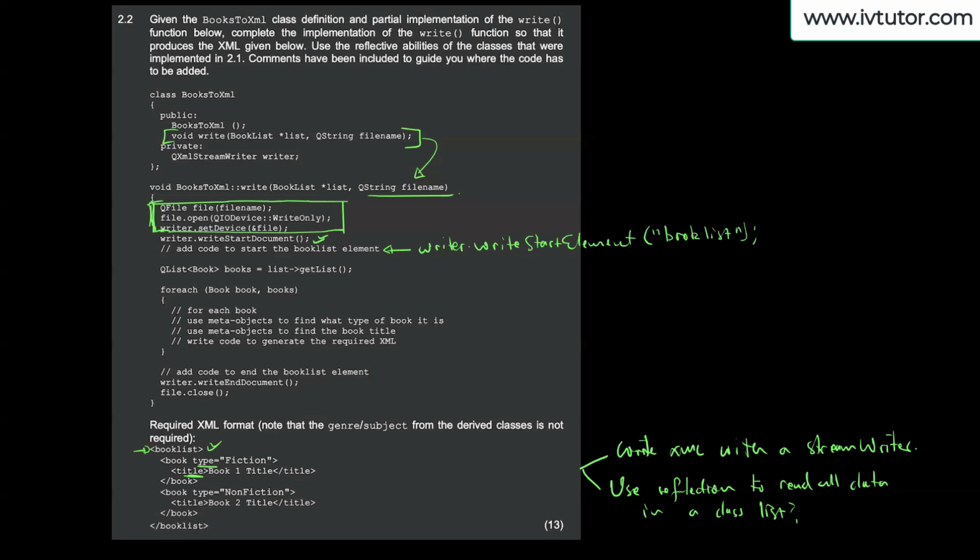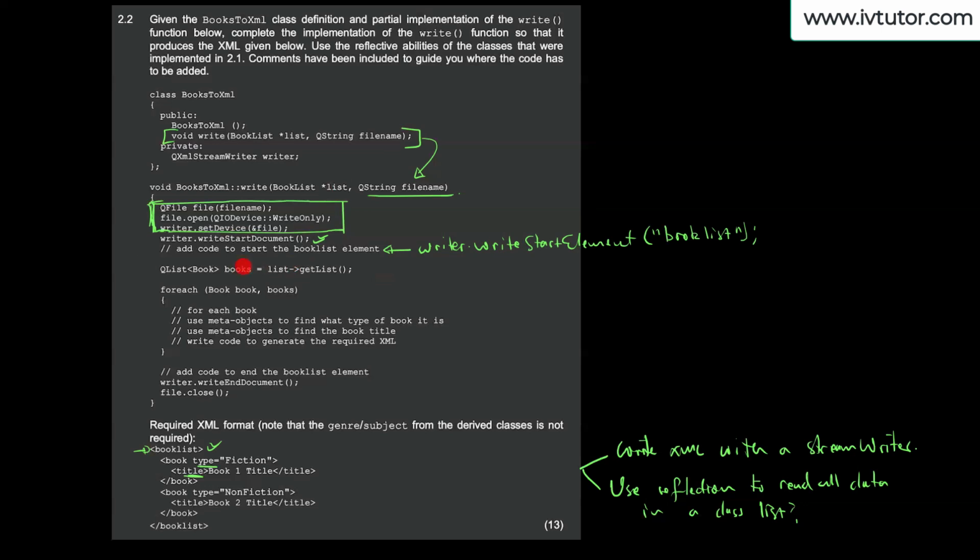Then, because of the love that UNISA has for you, they have given you this line. This line can be a question in other papers, but they said, okay, here is how you get the list from your book list instance. So this line says, here's your list. You use the get list function of book list to get the list. You've got your list now, right?